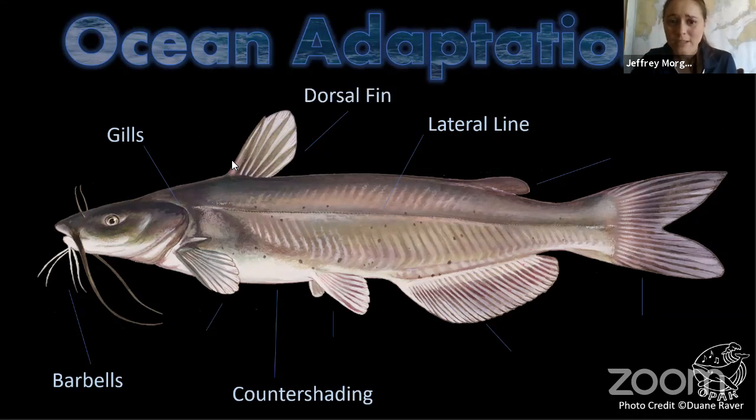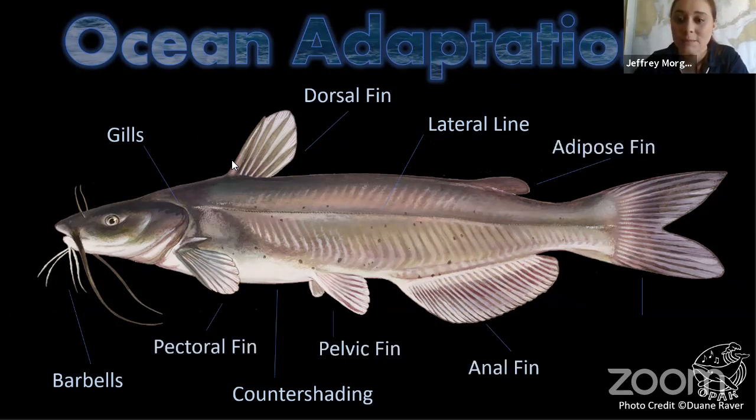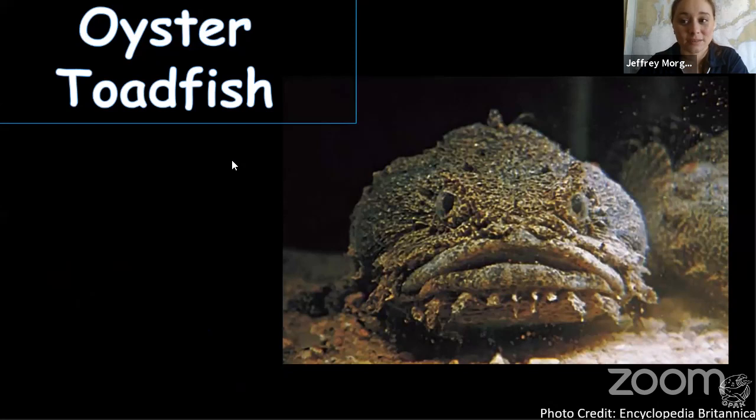All right, so obviously fish need to be really good swimmers because they live in the water. So they have fins that propel them through the water, and they have a whole bunch of different fins. We're not going to get into what the names mean, but they have lots of different fins that do lots of different things. All right, we're going to get into some different kinds of fish and other interesting kinds of ocean adaptations.